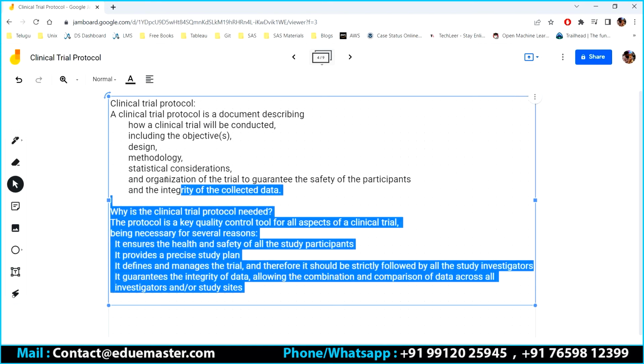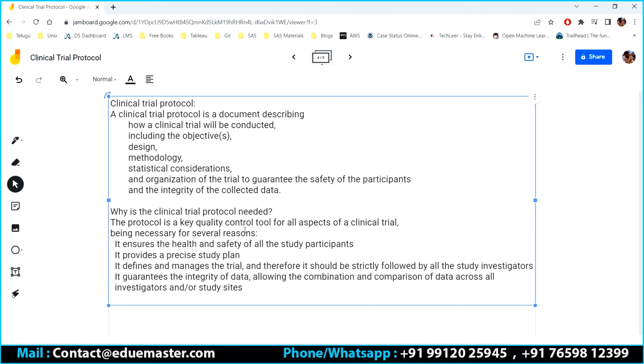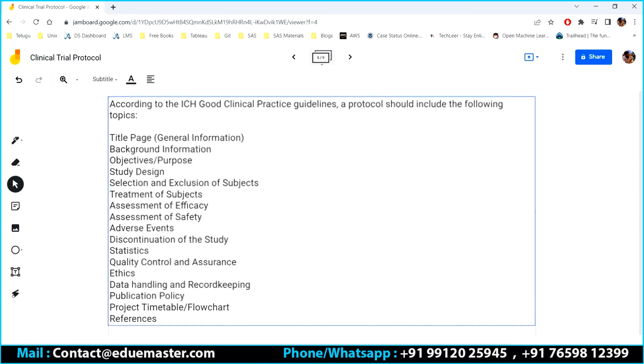So this is purely for inquiry purposes. What is the clinical trial protocol? What does it consist of? What are the elements of that? Each element we need to understand. Remember, each element we need to understand. All right. Let me go to the next one. I have just given the information about the protocol on a lighter note.